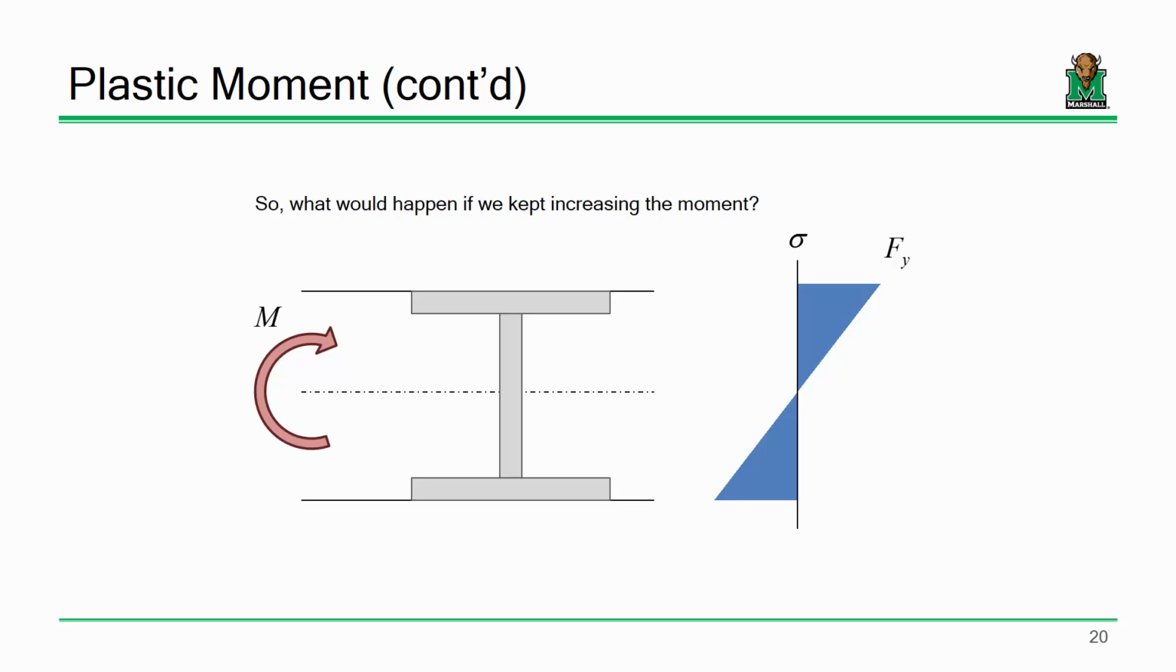Now, my question to you is what would happen if we kept increasing the moment? Here's my point. It's Fy right here, the very top. What about right here? This hasn't reached Fy. Neither is this, or this, or this. I've only yielded this part of the beam right here. I have not yielded any of this. The web hasn't yielded. The rest of that flange hasn't yielded. So if I kept increasing the moment, that yielding would penetrate through the section, and I would reach a point somewhere like here, where I've reached Fy everywhere. Does that make sense?